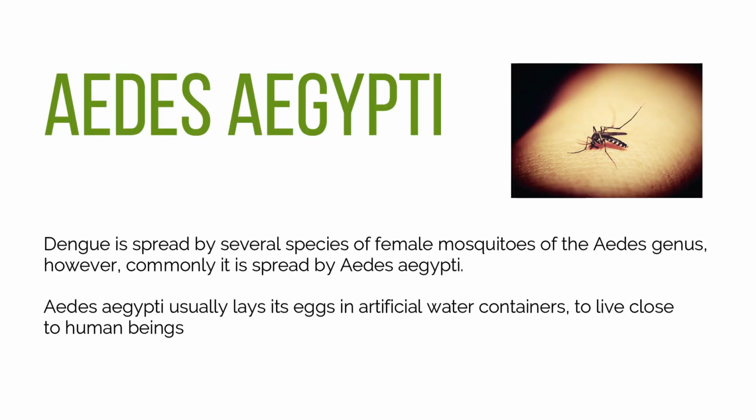Dengue is spread by several species of female mosquitoes of the Aedes genus. However, commonly it is spread by Aedes aegypti. Aedes aegypti usually lays its eggs in artificial water containers to live close to human beings.